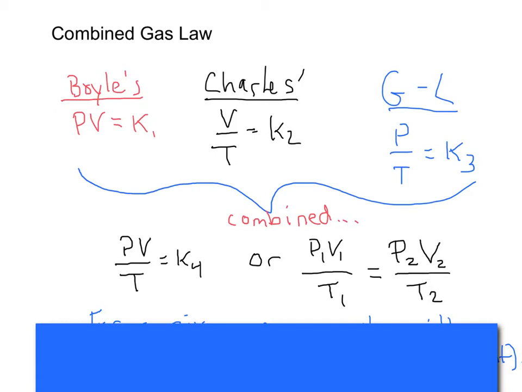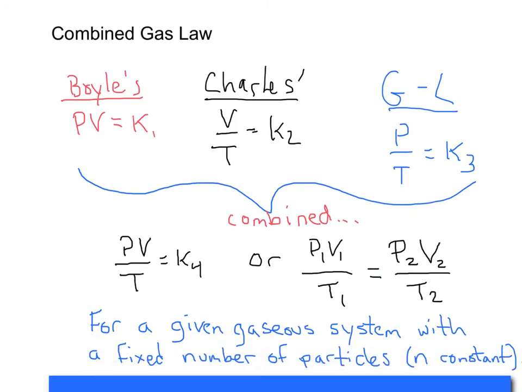Or if you know pressure is being held constant, the P's cancel out. It's the same value. So you have V1 over T1 equals V2 over T2. That's Charles' law. This is a very important one to remember.